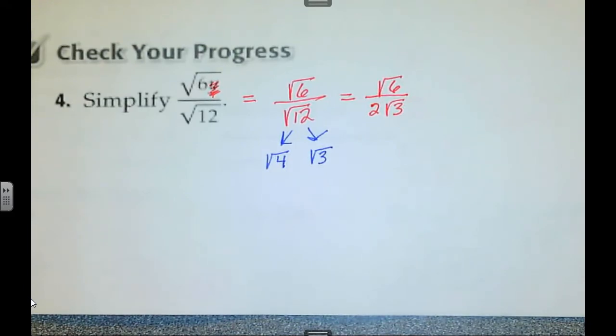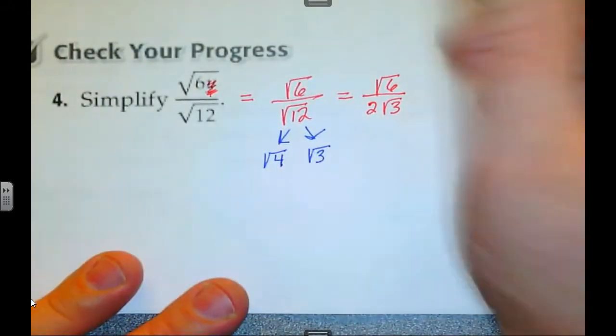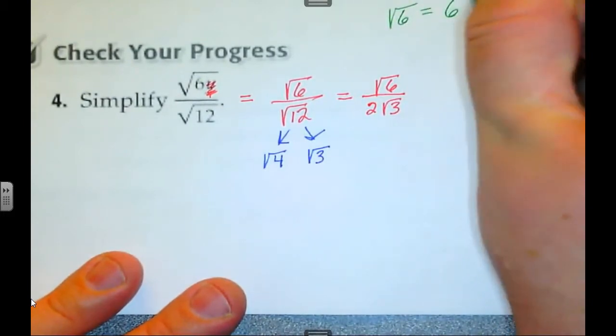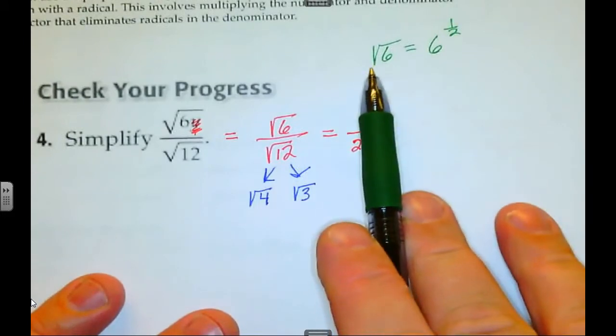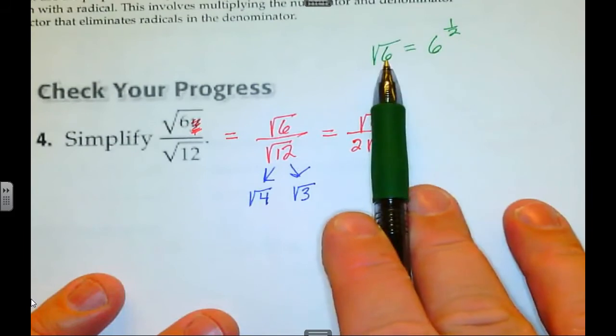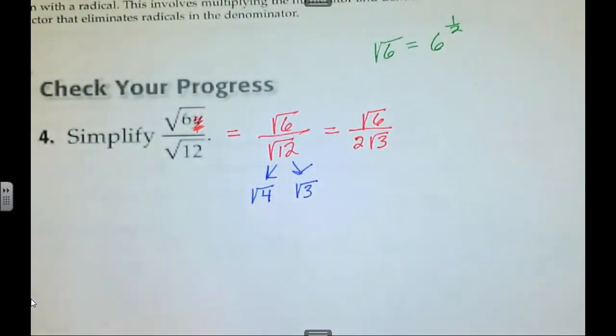Now, I can never leave a radical in the denominator, right? So what do you suggest we do? Any ideas? By the way, this is a side note here. This square root sign, square root of 6, is radical form, this is exponential form. 6 to the 1/2. This is going to help you.